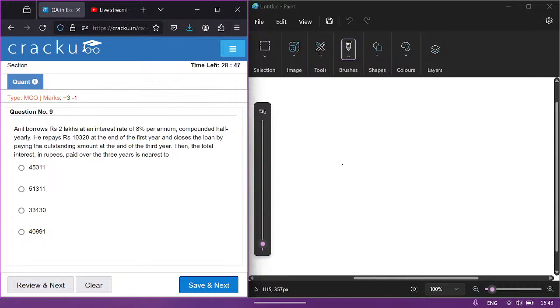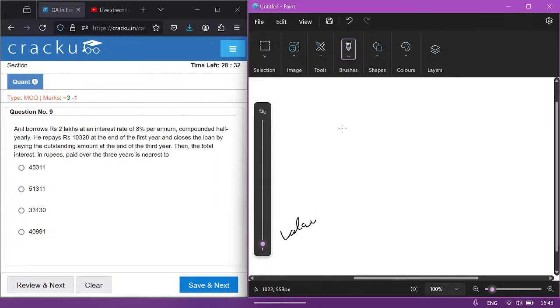Anil borrows 2 lakhs at an interest of 8% per annum. For this, I'll need a calculator, and because I cannot use my pen here, I'm just telling you guys that I'm using the calculator on my phone. Otherwise you can use it here, right? Because this is an interest question with half yearly compounding, I'll have to use the calculator. So I'm just letting you know beforehand.